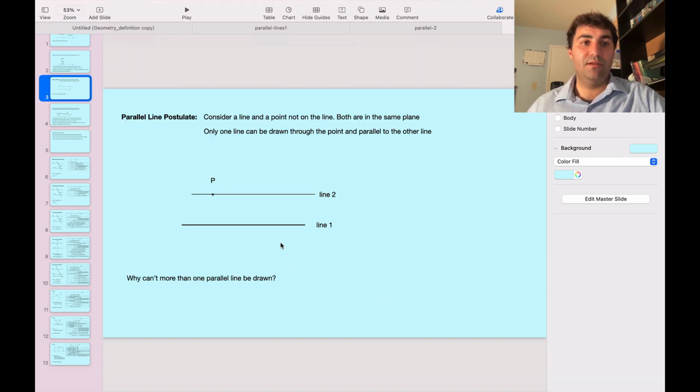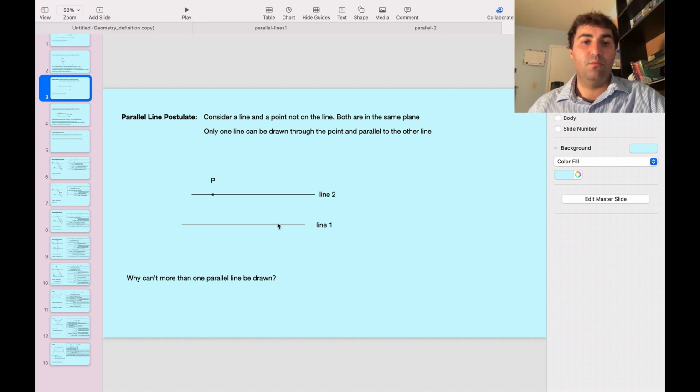So now we're going to go over the parallel line postulate, and we're going to do the setup in the same way as we did for the perpendicular line theorem. We're going to consider a point P and a line 1, and both lie in the same plane. We're also going to assume that point P is not on line 1 because that's just a trivial case. This postulate says that only one line can be drawn through the point that is parallel to the other line. So in other words, we can draw only one line, call it line 2, that goes through P and that's parallel to line 1.